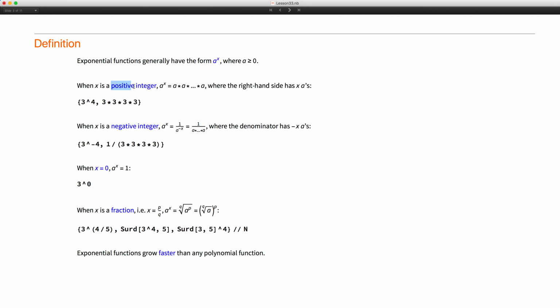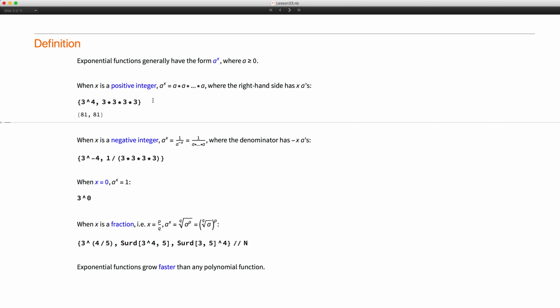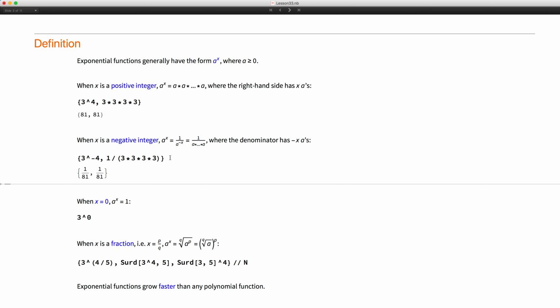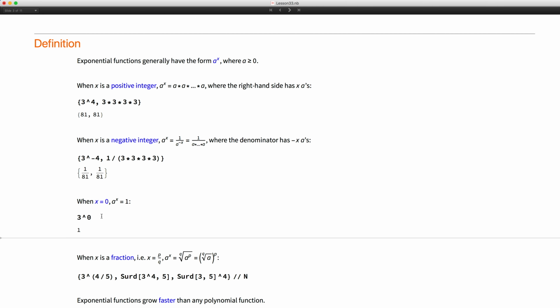So if x is a positive integer, then all you do is multiply the number a by itself x times. So here's 3 to the power 4, and that's just 81. But if x is a negative integer, then you take a reciprocal. So in this case, you have 3 to the power negative 4, giving you 1 over 81. And finally, if x is 0, then a to the power 0 is just 1.